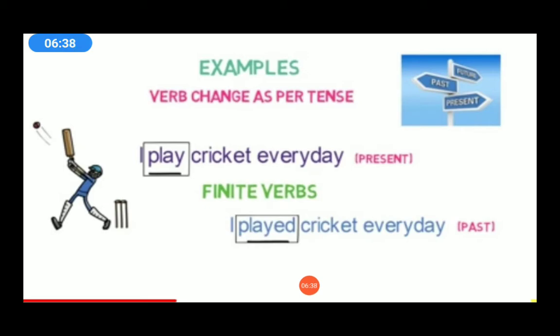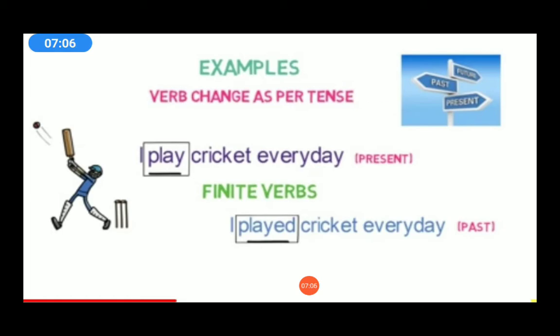But when we change play to played, the tense changed. So the finite verb also changed with the change in the tense. It changed from present to past and it became played. Previously it was play. So here it shows how a finite verb changes as per the tense of the sentence.